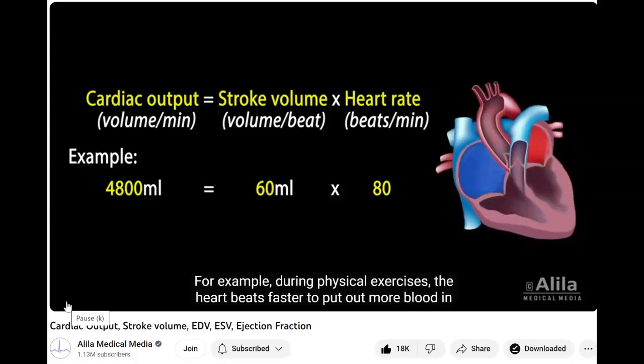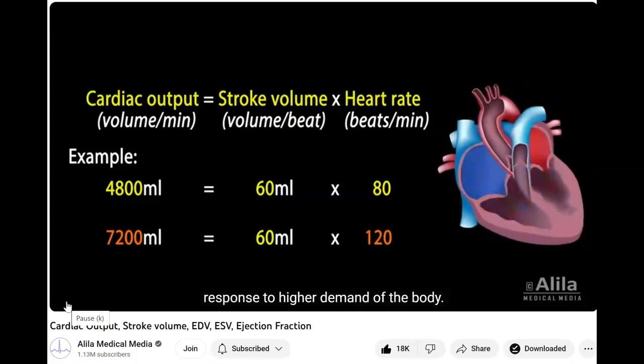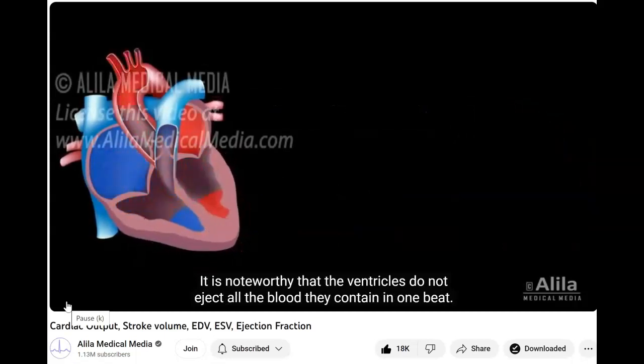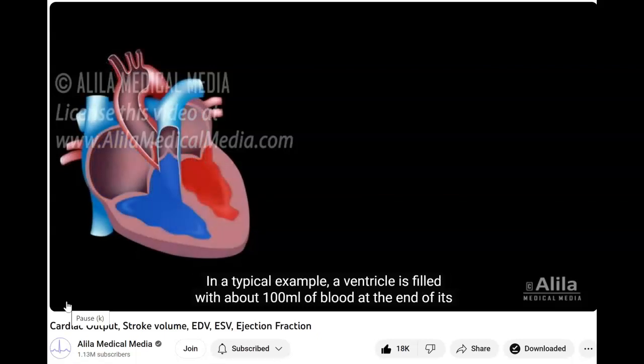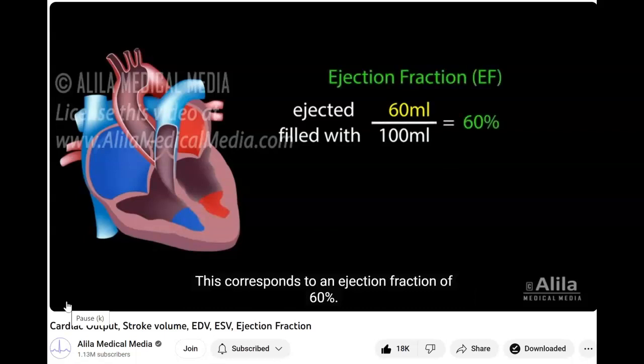For example, during physical exercises, the heart beats faster to put out more blood in response to higher demand of the body. It is noteworthy that the ventricles do not eject all the blood they contain in one beat. In a typical example, a ventricle is filled with about 100 milliliters of blood at the end of its load, but only 60 milliliters is ejected during contraction.